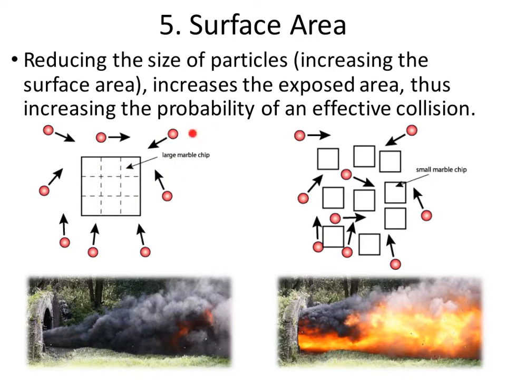Here, if we actually break this marble chip up into individual pieces, now all these particles can interact, not just the edges. This was the original outside edge. We have these ones here, and when we break them up, we now have these edges, this one over here, here, here, and all of these ones that are now available for reaction. So as we can see, as we break it up, we are increasing our surface area and therefore increasing the probability of a collision, and therefore increasing the probability of an effective collision.